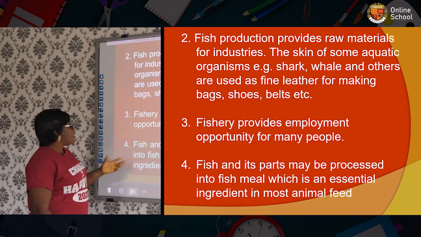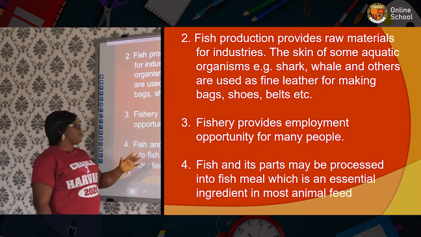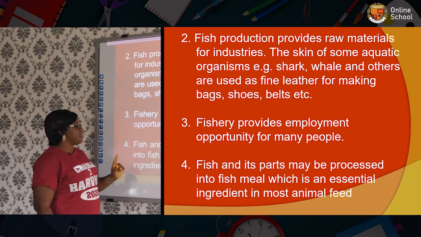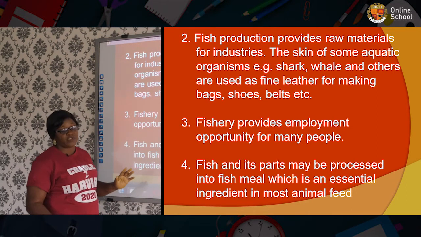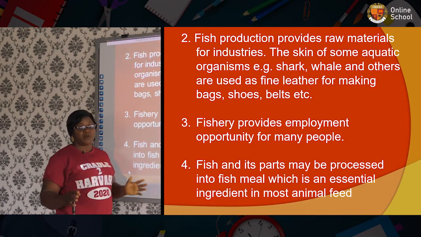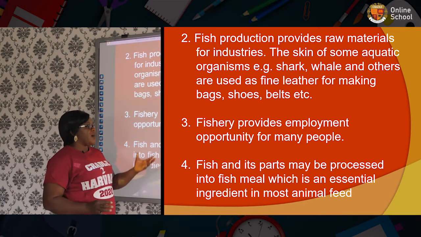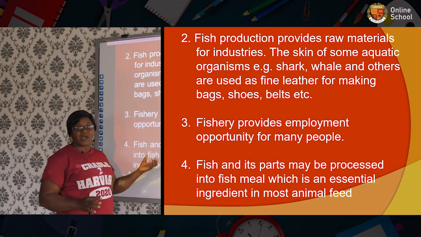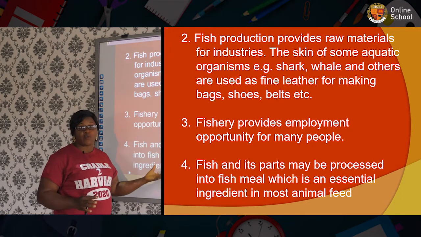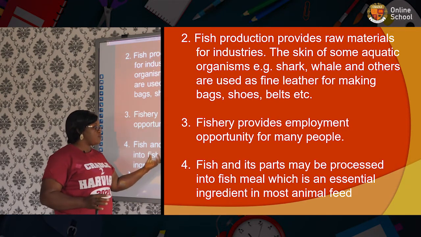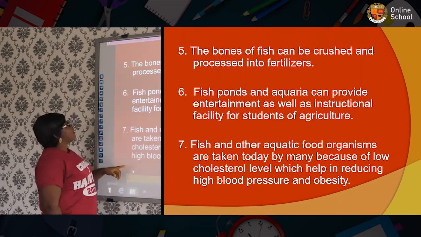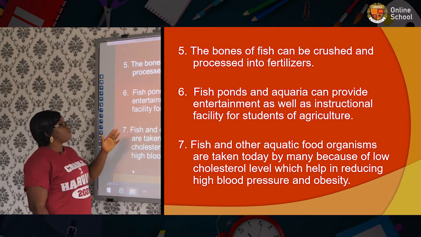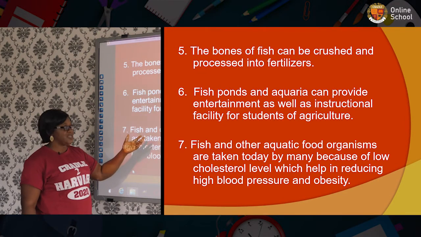Number 4, fish and its parts may be processed into fish meal, which is an essential ingredient in most animal feed. For example, layers, the ones that produce eggs, need reasonable amounts of calcium to be able to form the egg. So the bones from fish are part of their feed. Then number 5, the bones of fish can also be crushed and processed into fertilizers.